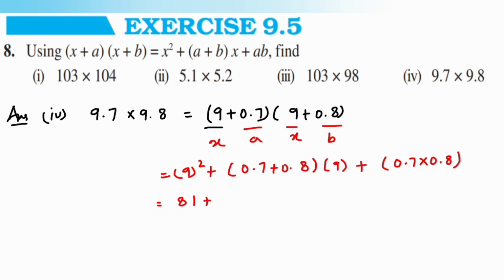So 0.7 and 0.8, when you add up, give 1.5, and then we have it multiplied by 9, so we'll multiply here itself, which will be equal to 13.5, plus when you multiply 0.7 and 0.8, we'll get 0.56. Now we'll add up all the values here, so we'll get 95.06. So that's it. This is the answer for this problem. We have done all the four problems.